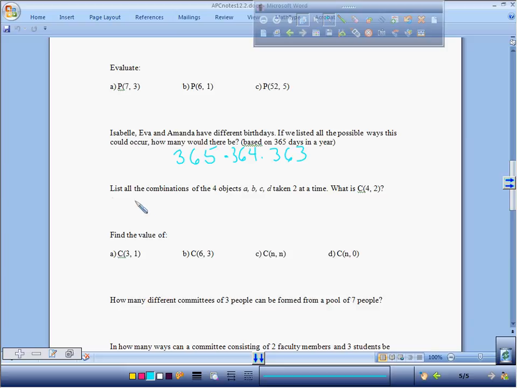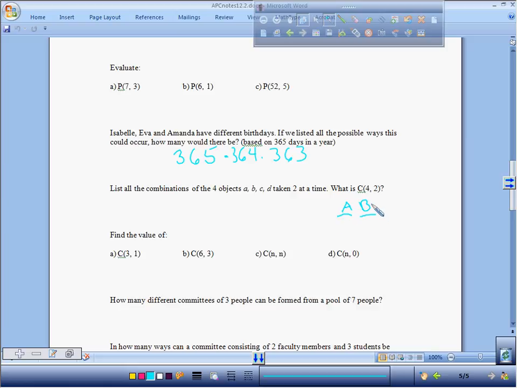So if we list all the combinations of 4 objects, A, B, C, D, taken 2 at a time, what that means is you have 2 spots, and you need to put 4 things in those 2 spots. So what's one possibility? A, B. Now, if I switch these, since it says taken two at a time, that implies that it doesn't matter what the order is. Choosing two people for a committee from 4 people, it doesn't matter which order those people go in.